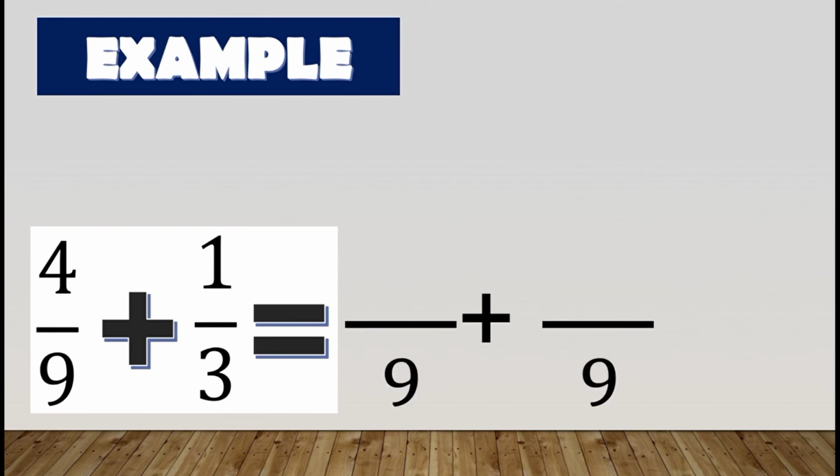So we will write the equivalent fraction of 4/9. So it is still 4/9, while the equivalent fraction of 1/3 is now 3/9. So we can now combine these two terms, add our numerator, and copy the denominator. So the answer here is 7/9. Let us proceed with our next example.